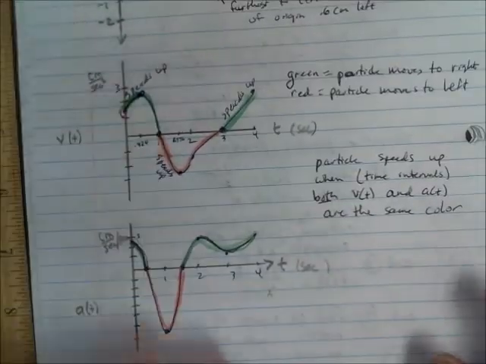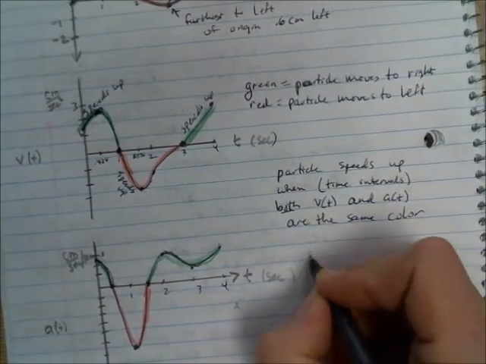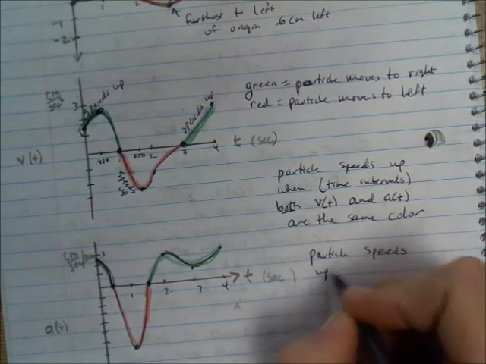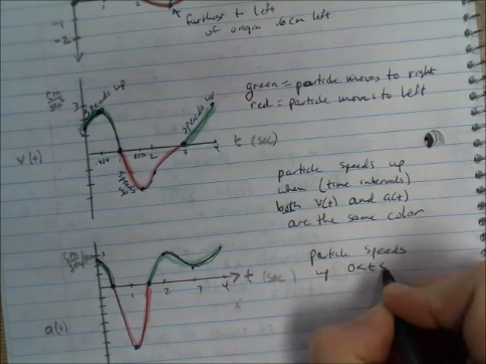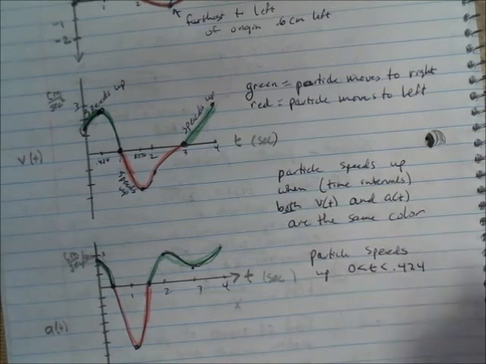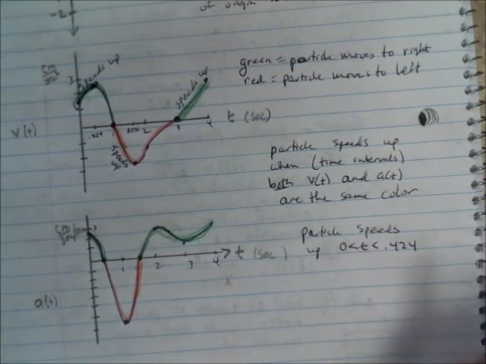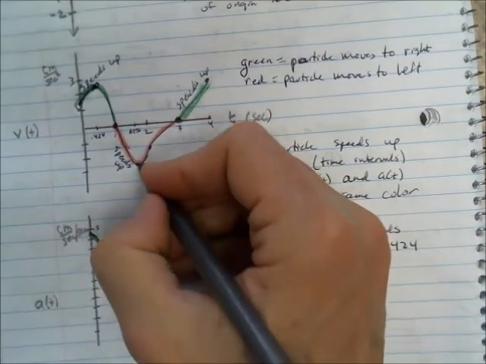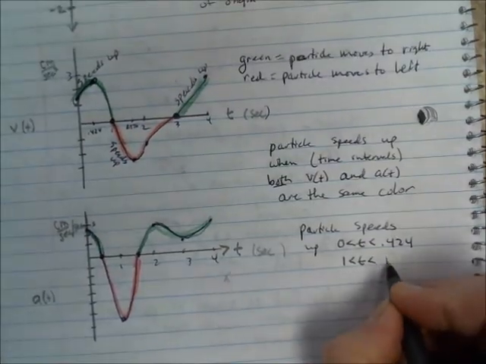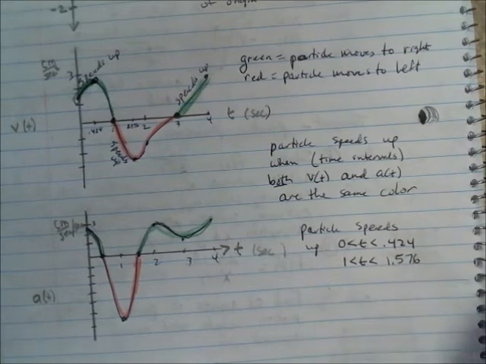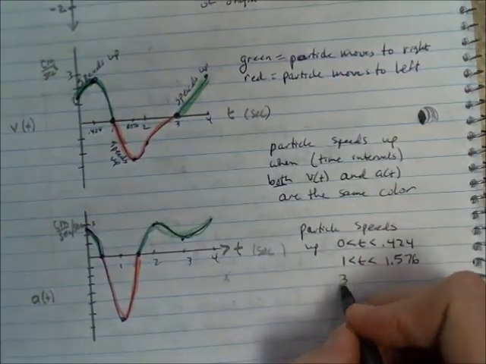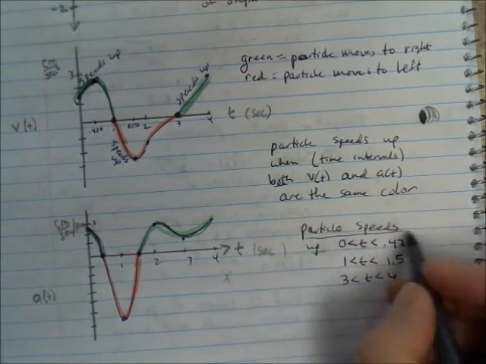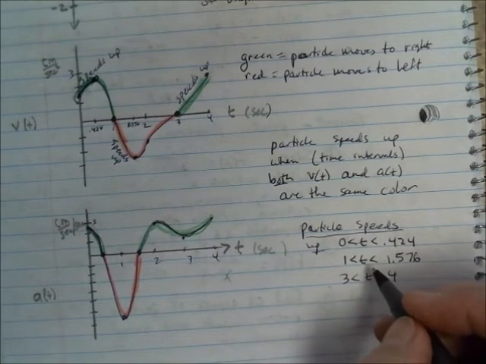So we can mark that down as far as interval notation. The particle speeds up between 0 is less than t is less than that 0.424 seconds that we calculated earlier. It also speeds up between 1 second and when it hits bottom down here, which is 1.576 seconds, and then it speeds up from t equals 3 to 4 seconds. So this is important, and it speeds up in these areas, and otherwise it slows down.